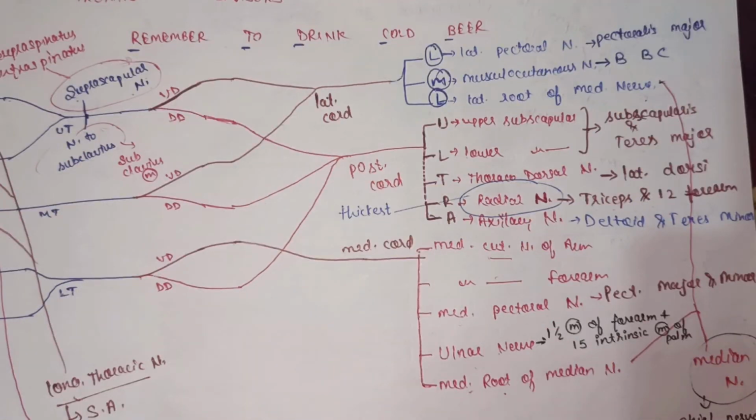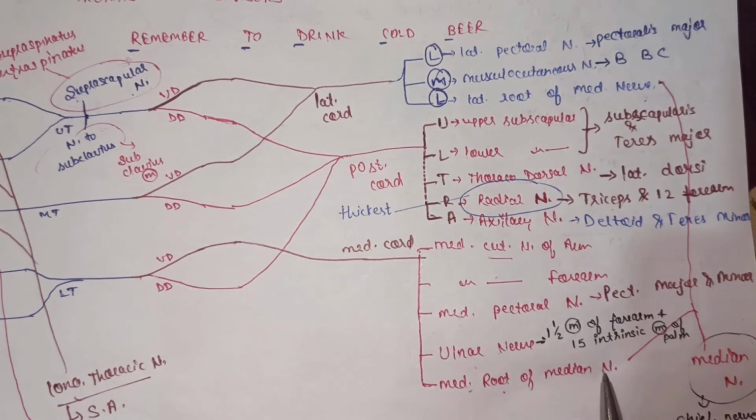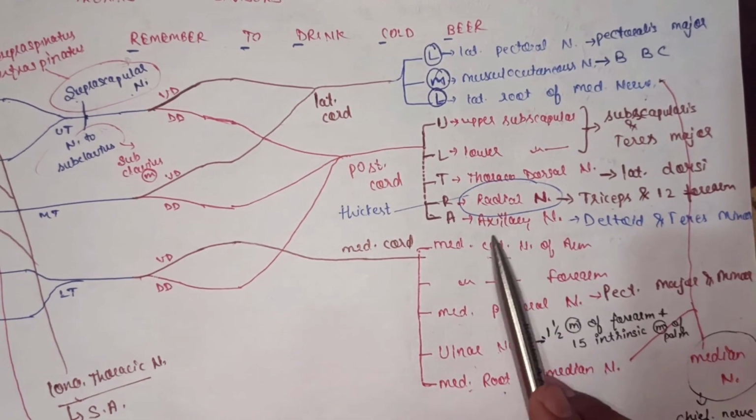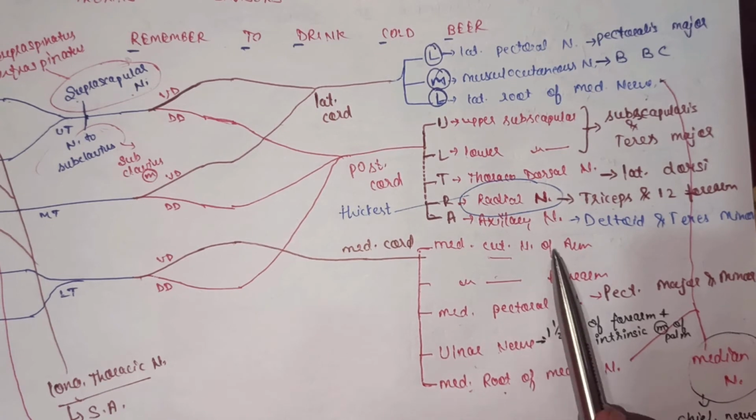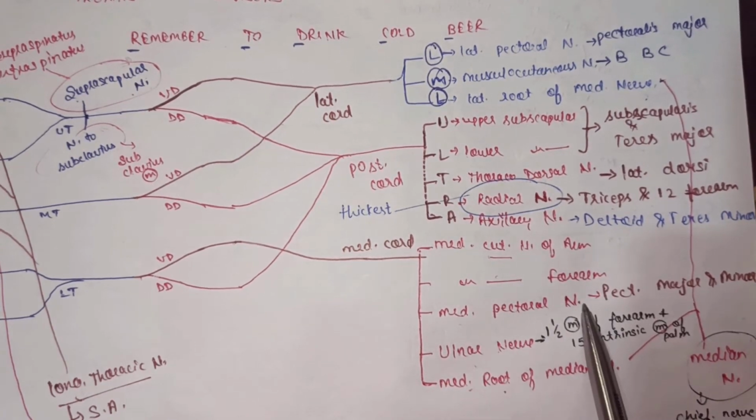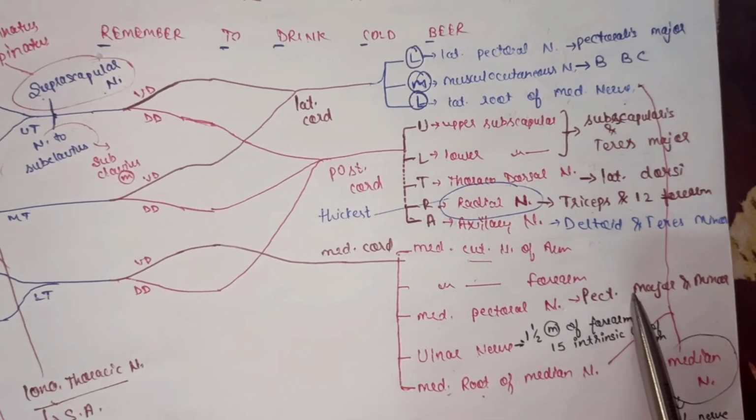The medial cord gives 5 branches. What are the 5 branches? The medial cutaneous nerve of the arm and forearm, these are 2 branches, the third one is the medial pectoral nerve, the fourth one is the ulnar nerve, and the fifth one is the medial root of median nerve. Let's talk about the cutaneous nerves. Cutaneous nerves carry sensory supply to the skin of the medial side of the arm and forearm, and the medial pectoral nerve supplies the pectoralis major and minor muscles.